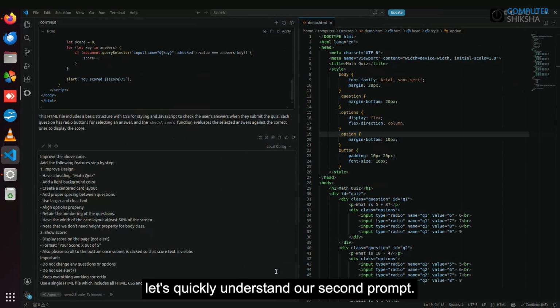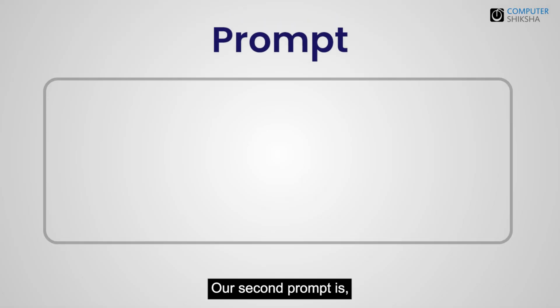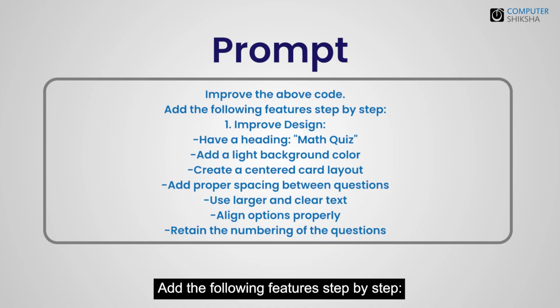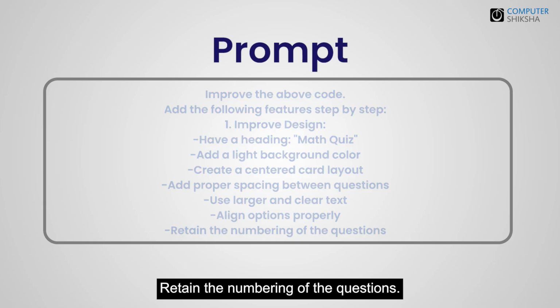Now students, let's quickly understand our second prompt. Our second prompt is improve the above code. Add the following features step by step. Improve design, have a heading, math quiz. Add a light background color. Create a centered card layout. Add proper spacing between questions. Use larger and clear text. Align options properly. Retain the numbering of the questions.